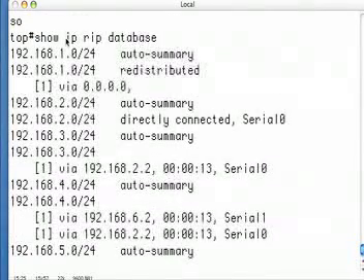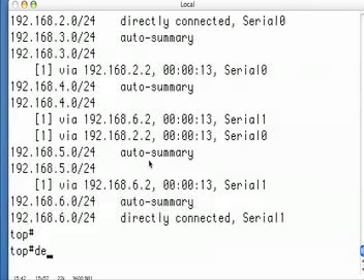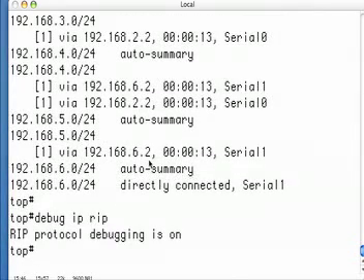So now this router is running a more recent IOS version. It's running a 12.2T version. And we can see that in the RIP database, 192.168.1.0/24 is redistributed. So, debug IP RIP. Let's see what we're advertising out our 2 RIP interfaces.